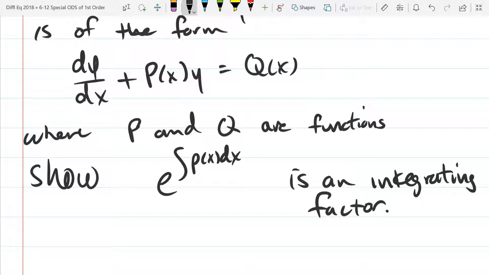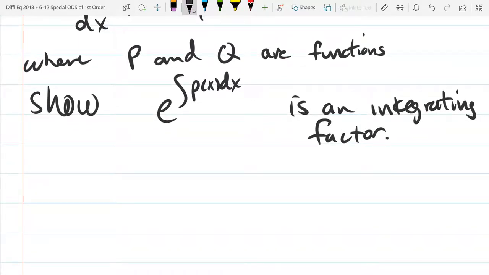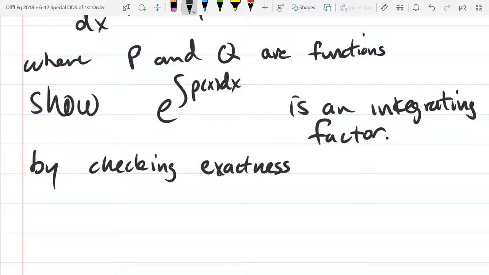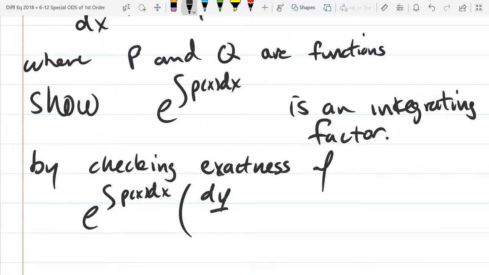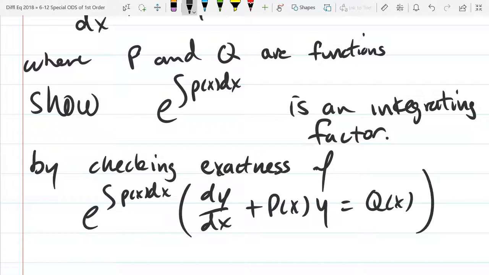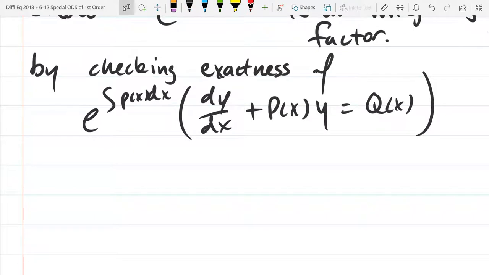So if this is an integrating factor, we have to first check by checking exactness. So I'm multiplying that e to the integral p(x) dx times my ODE, which is dy over dx plus p of x y equals q of x. Now before we multiply this out, let's think about the actual exactness form that we used last section.